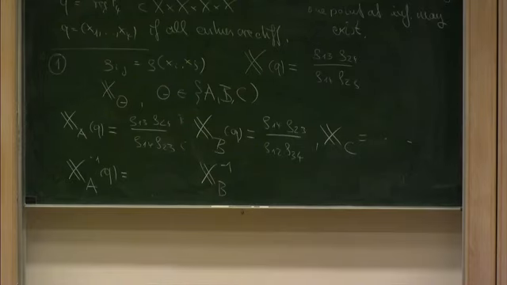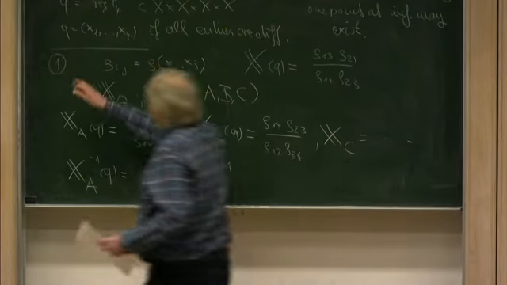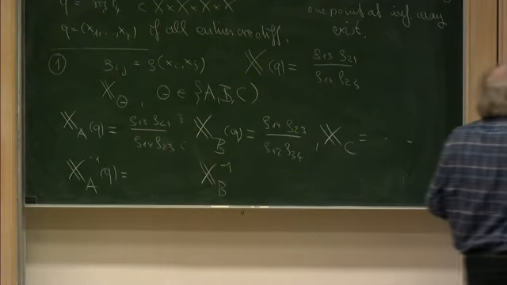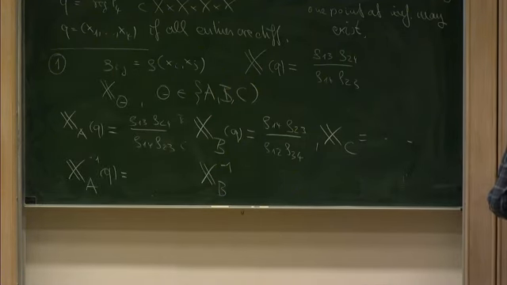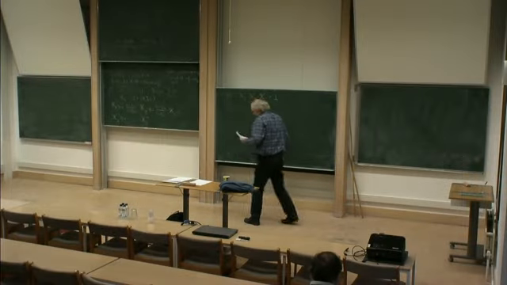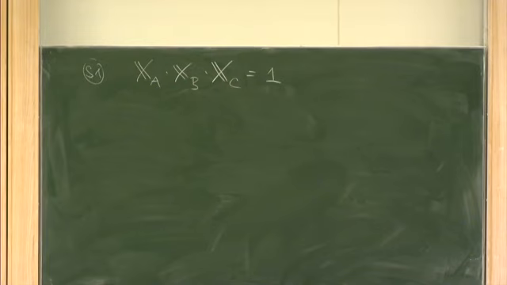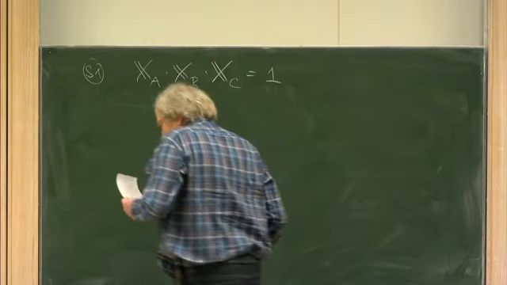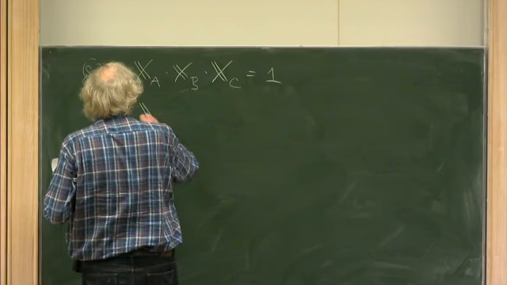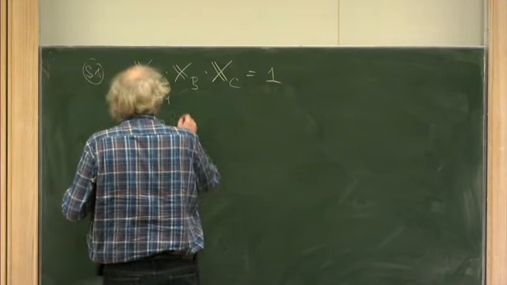And the relations are the following, that is, the symmetries with respect to the first definition. The first relation is xa times xb times xc is equal to 1. And what happens if you permute the entries? That you can write down using this cross-ratio homomorphism, so for example, x theta. So the formula looks like that.